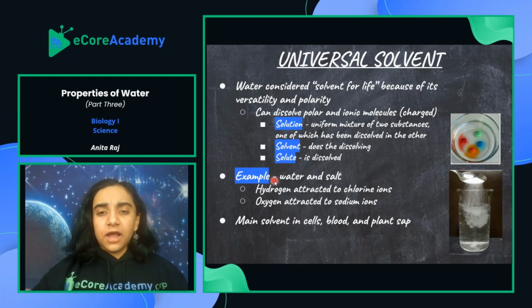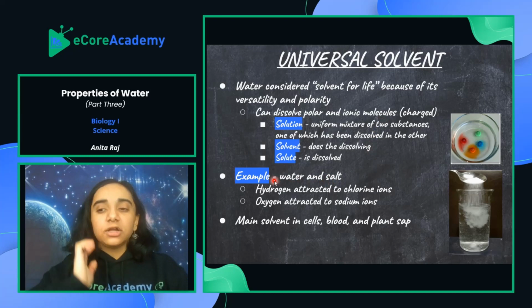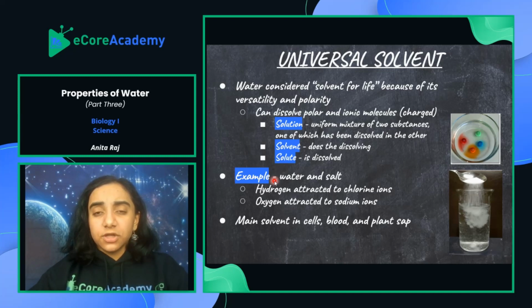So for examples of why water is considered the solvent for life, why it's important in our biological systems, just think of water and salt, honestly. I think it'll be easier to explain it this way. So how exactly does water dissolve something basic like salt? Then you can apply it to how it dissolves more complicated, complex molecules in our body. So water and salt.